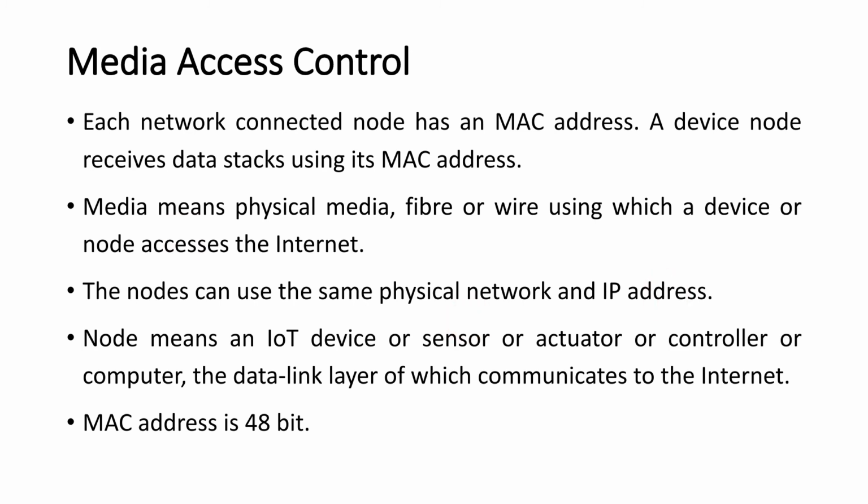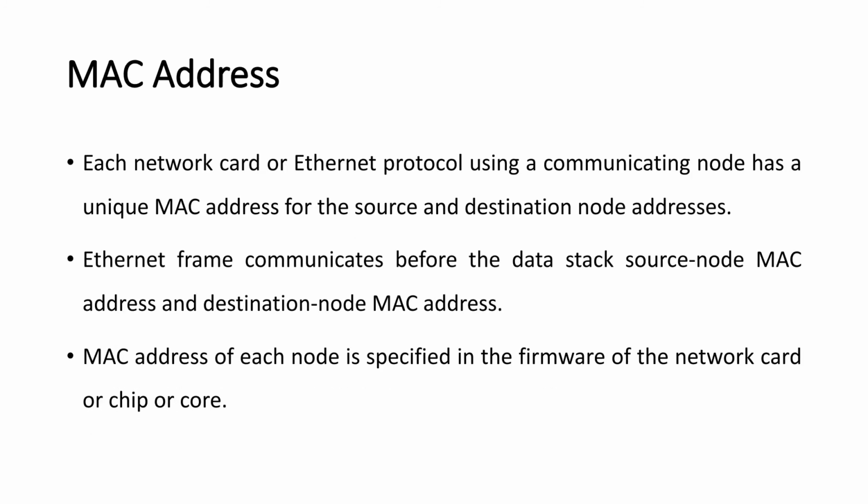So node means an IoT device, a sensor, an actuator, a controller or a computer, whose data link layer communicates to the internet. A MAC address is of 48 bits. Each network card or Ethernet protocol using a communicating node has a unique MAC address for the source and the destination node address. The Ethernet frame carries the source node MAC address and destination node MAC address before the data.